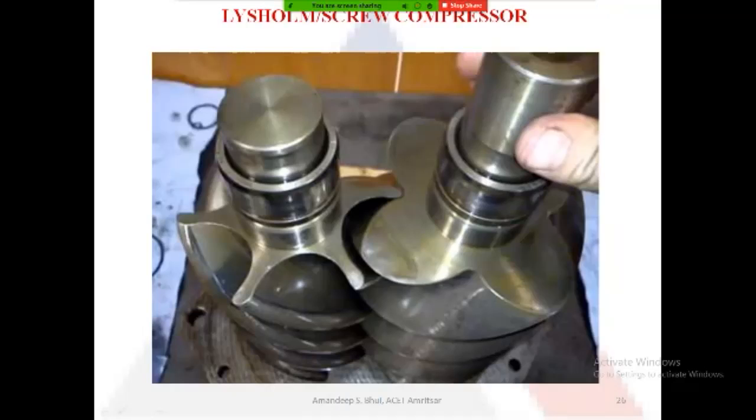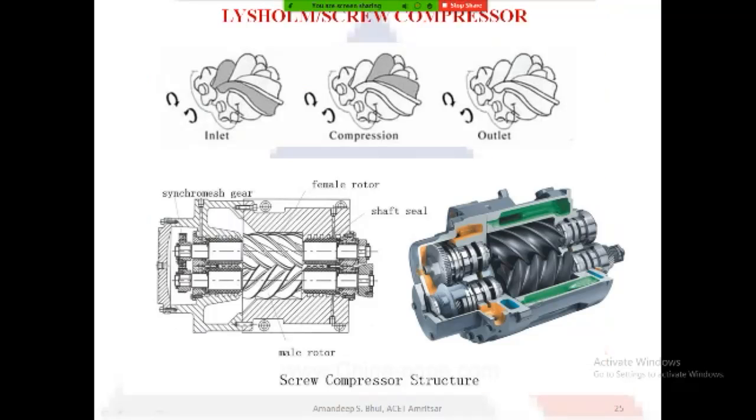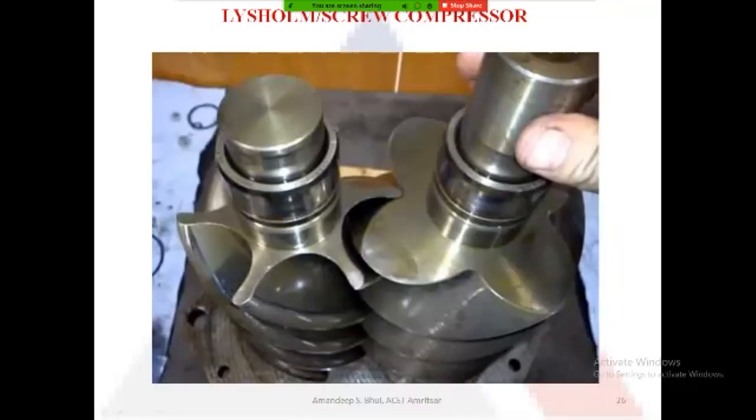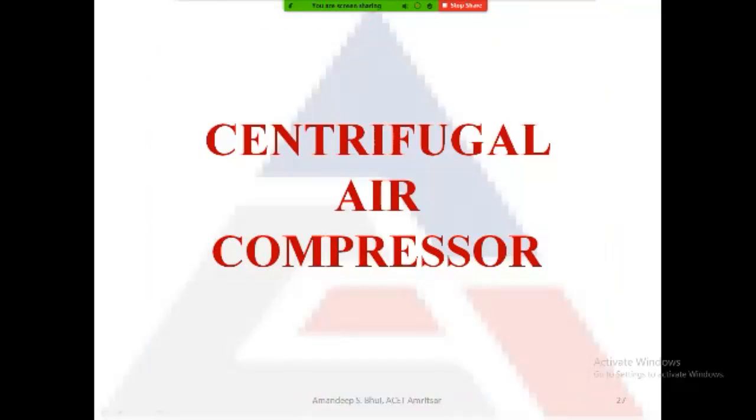Next, is everybody clear about the screw compressor? Okay. The next type of compressor is your centrifugal air compressor. Now, the centrifugal air compressor is a dynamic type of compressor. It is not a positive displacement compressor, but a dynamic type of compressor, as we have already discussed in the first chapter.